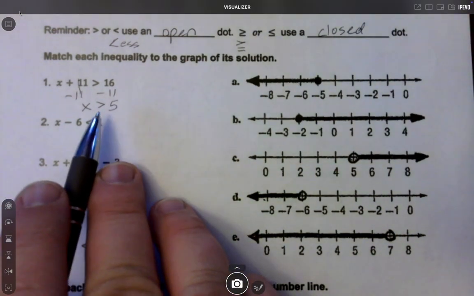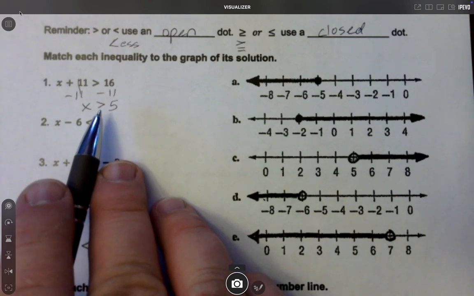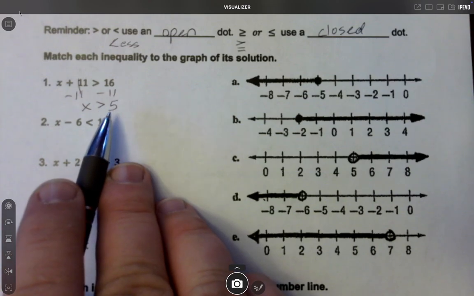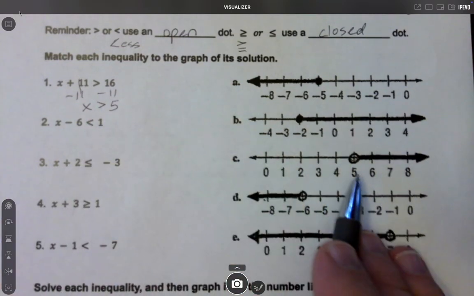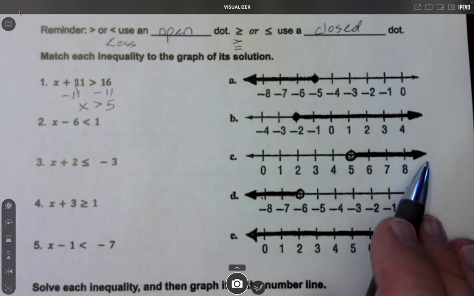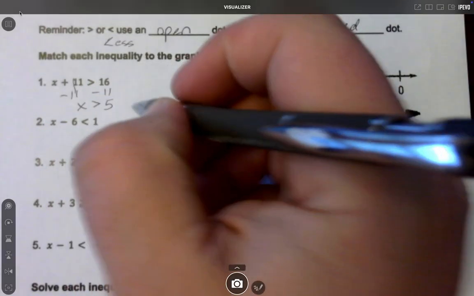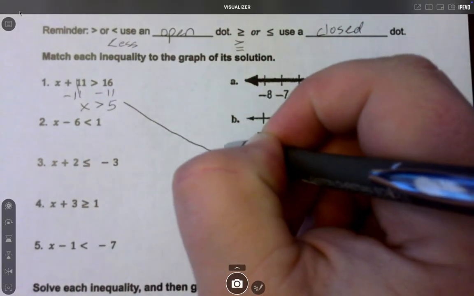Okay, so I know it's going to be an open circle, and I know the open circle is going to be on the number 5. So right away, I know C has to be the answer. Greater than also means we shade numbers bigger than 5 to the right. So this one goes with C.